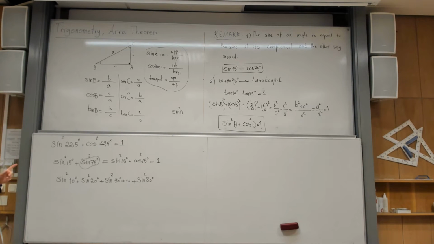So 10, 20, 30, 40, 50, 60, 70, and 80. Sine squared of these angles. I want to add them up. Can I do this without the calculator? Yes. Isn't sine 80 squared the same as cosine 10 squared? So it means that I have to group them.